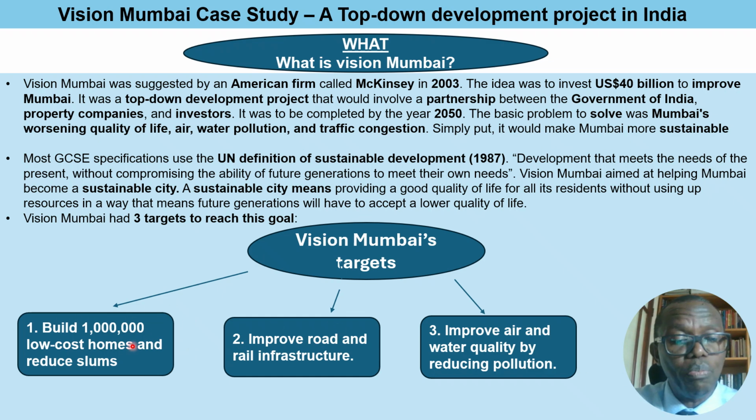The first one was to build 1 million low-cost homes and reduce slums. Then the second one was to improve road and rail infrastructure, so transport. And then the third one was to improve air and water quality by reducing pollution. And by doing these 3, Mumbai would be on its way to becoming a more sustainable city and providing a good quality of life for its residents.